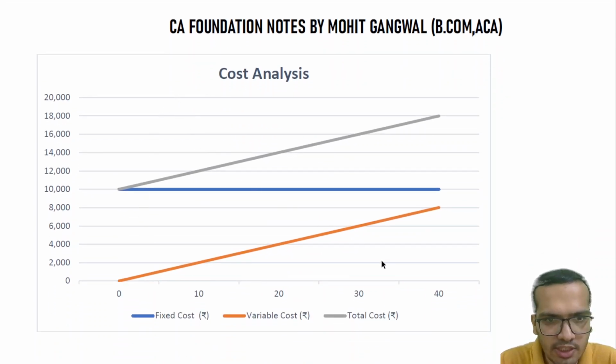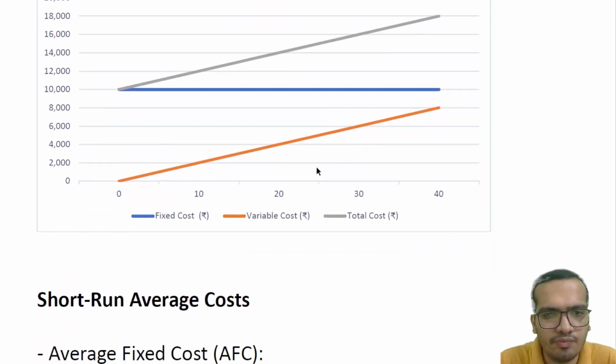So this is cost analysis. This is our variable cost that is increasing. This is fixed cost that is constant throughout the output, and the gray line is the total cost that is also in the increasing direction.